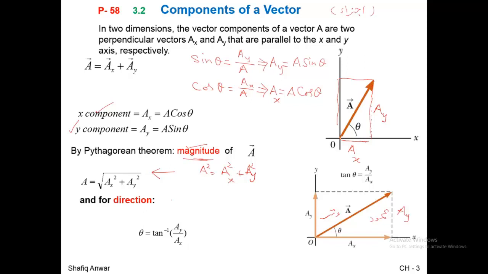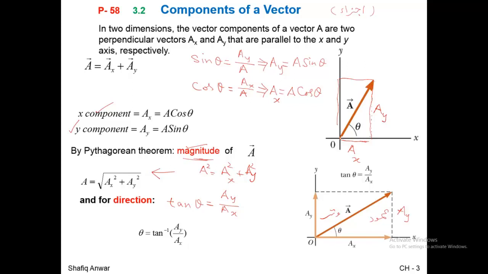Tangent of theta equals Ay over Ax. I take this tangent to the other side, it will become theta equals tan inverse Ay over Ax. So this is the way you will be finding out the direction for that. Okay, so now to find out the direction, we use the tangent.